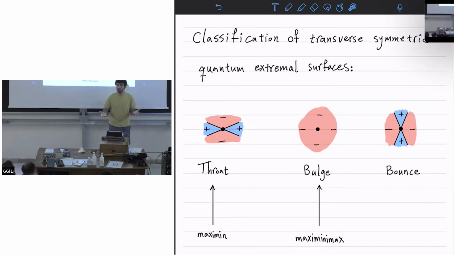Since these are quantum extremal surfaces, the first derivative of generalized entropy is 0. So the natural way to classify is to look at the second derivative. Throats are quantum extremal surfaces which have a range of positive second derivatives in the spatial direction. Bulges are quantum extremal surfaces that have no positive direction. And bounces, what we call the third category, are quantum extremal surfaces that have a range of positive second derivatives in the time-like direction.